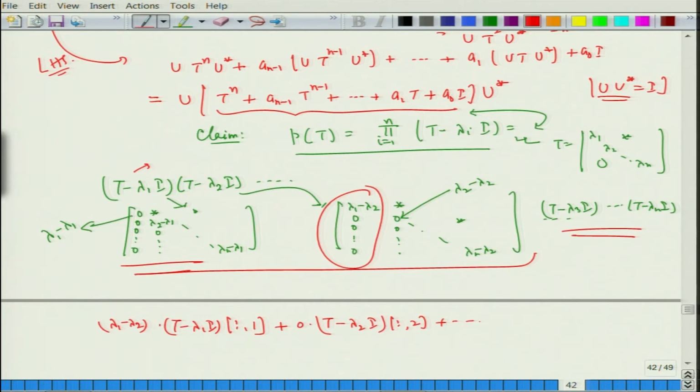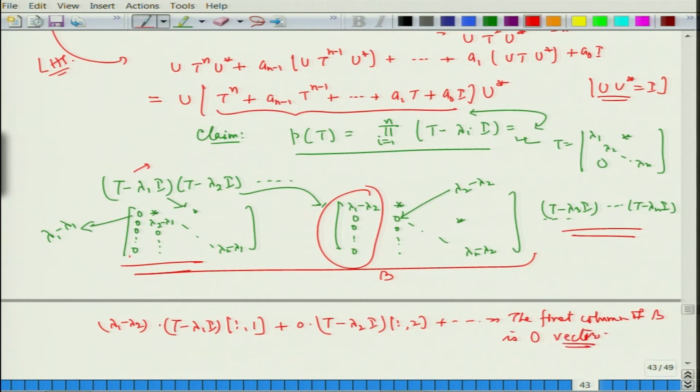So it is lambda 1 minus lambda 2 times the first column, which is all 0. Now it is 0 times everything else. So this will give me that this implies the first column of this product, whatever it is. So if I write this matrix as B, the first column of B is the 0 vector.